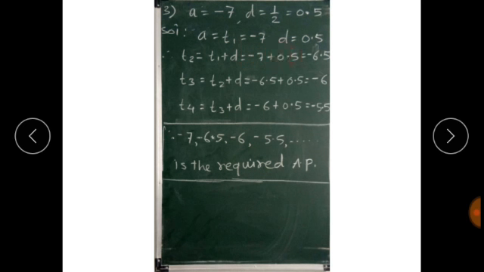So T2 is equal to T1 plus d. Minus 7 plus 0.5 is equal to minus 6.5. T3 is equal to T2 plus d. Minus 6.5 plus 0.5 will give us minus 6. T4 is equal to T3 plus d. Minus 6 plus 0.5, which is equal to minus 5.5. Therefore, the required AP is minus 7, minus 6.5, minus 6, minus 5.5.